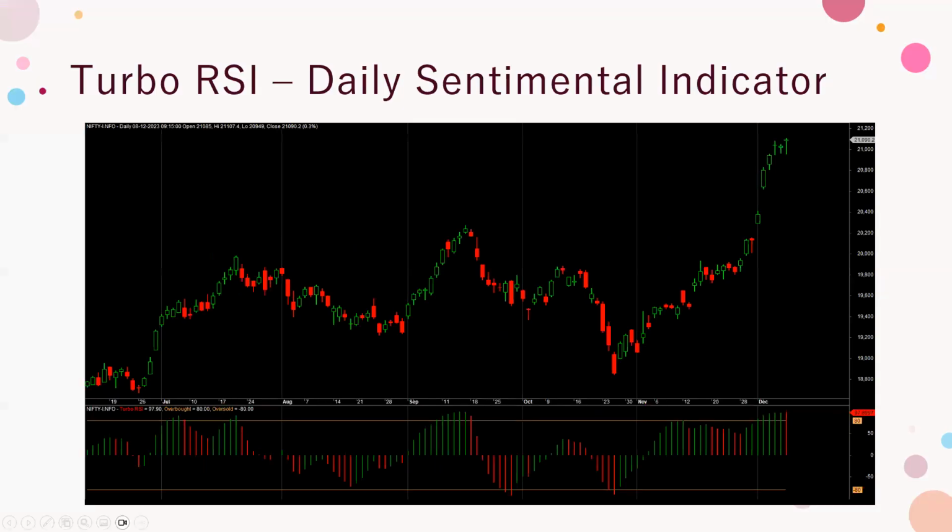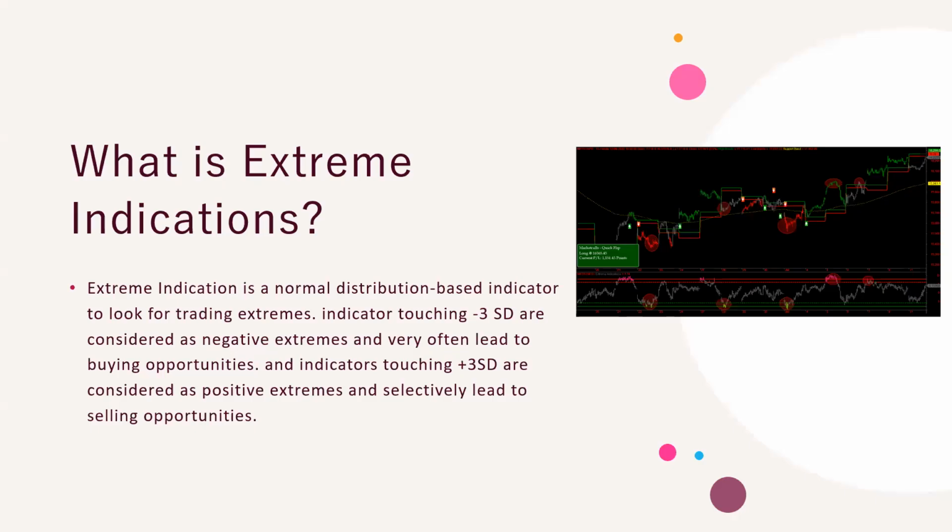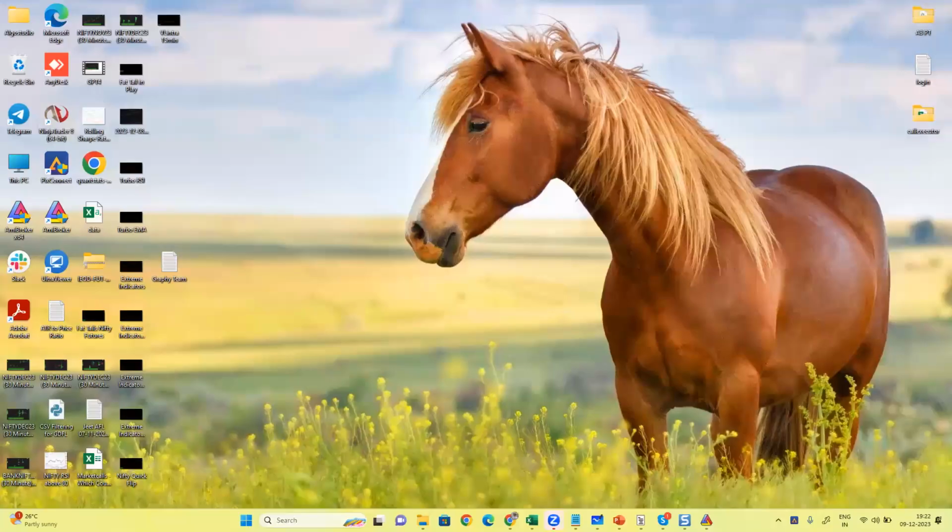Then next comes the interesting indicator, extreme indications. One of my favorite indicators, I would say. Next to RSI, extreme indications are my favorite indicator. It uses normal distribution as the backend. Right, normal distribution. Maybe I'll try to pull up a normal distribution curve over here.